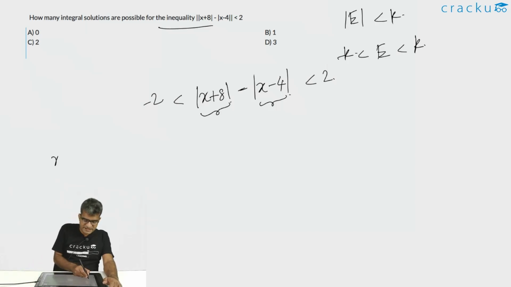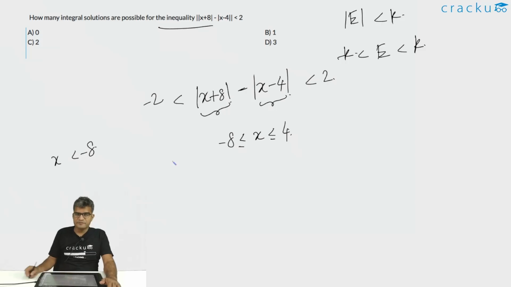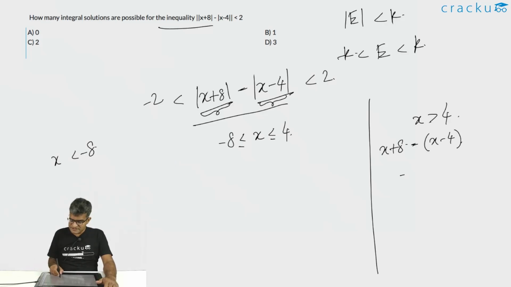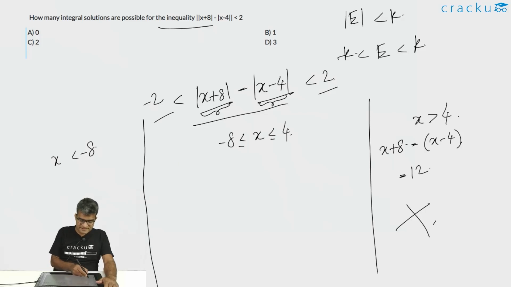So let us consider the three cases where x is less than -8, then -8 is less than or equal to x is less than or equal to 4, and finally when x is greater than 4. When x is greater than 4, modulus of x minus 4 is x minus 4, modulus of x plus 8 is x plus 8. So this given expression will be x plus 8 minus x minus 4. This is equal to 12. Does this lie between 2 and -2? It does not.